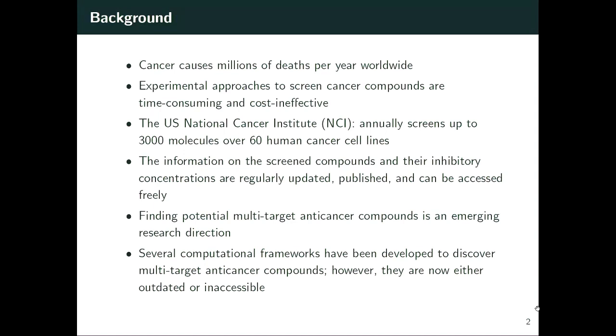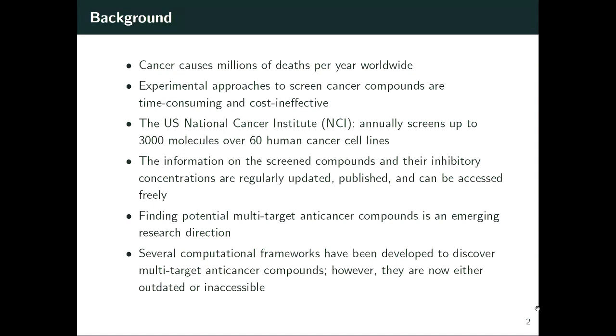So we know that cancer is a very dangerous disease that causes millions of deaths every year. And the problem is to screen to see if a drug can be used for treatment of cancer or not. It's a long process and takes a lot of money and time. But luckily, we have the U.S. National Cancer Institute. They screen multiple drugs every year, and they update the data annually. This is a very reliable data set that we can use to develop our model.